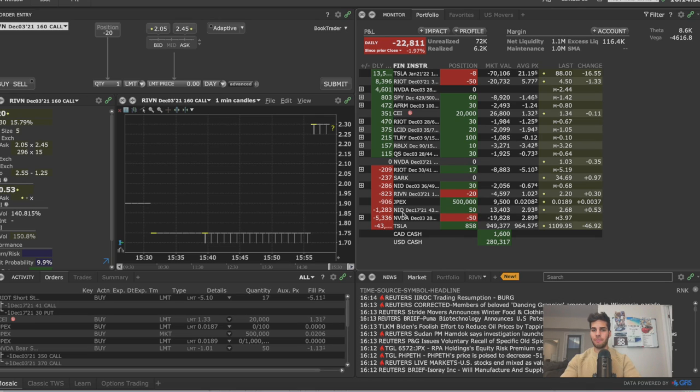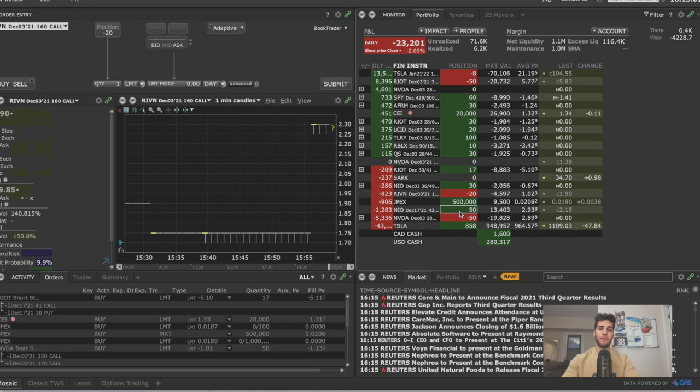I bought 50 contracts, the 43 strike call expiring December 17th. What I think could happen is we could see NEO trade at 46 to 49 in the beginning of December. So in the next 1 to 2 weeks. And because of that, I bought 50 contracts, and that was worth about 14,000 US.